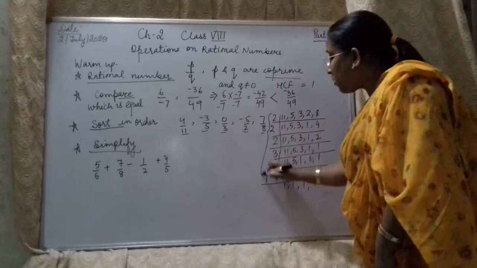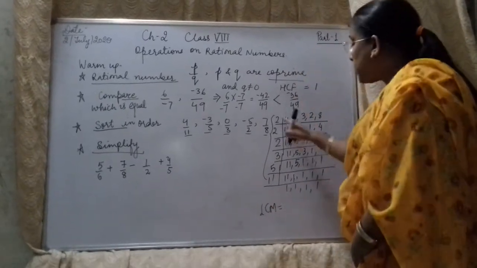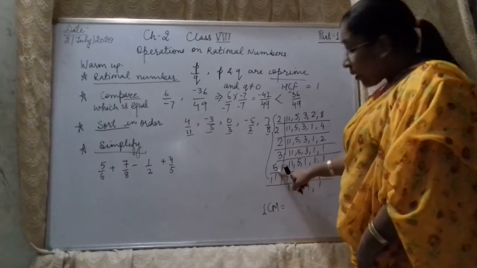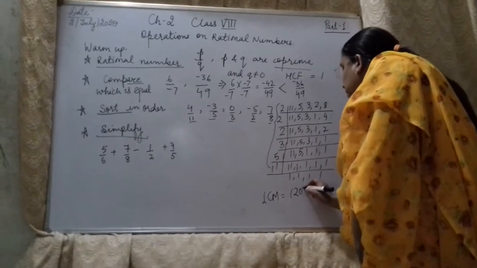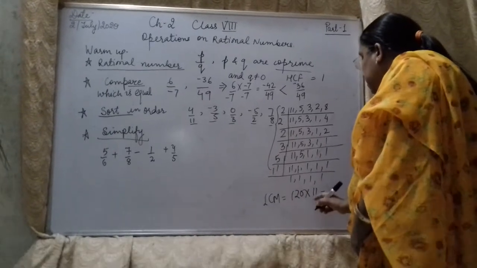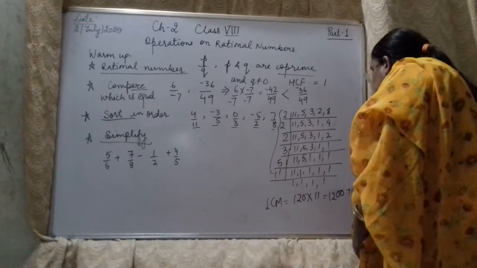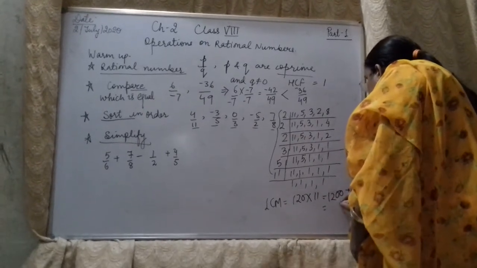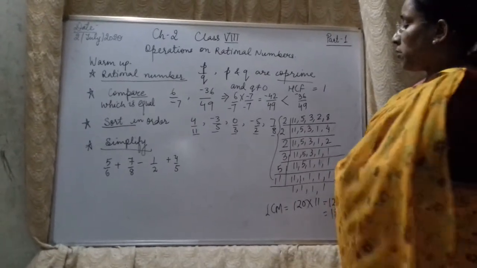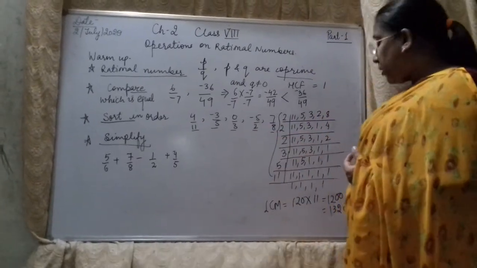The multiplication of all these factors will give the required LCM: 2 2s are 4, 4 2s are 8, 8 3s are 24, 24 5s are 120, and 120 into 11. So this will be 1200 plus 120, that is 1320. Now the LCM is 1320. So we need to make all the denominators 1320.